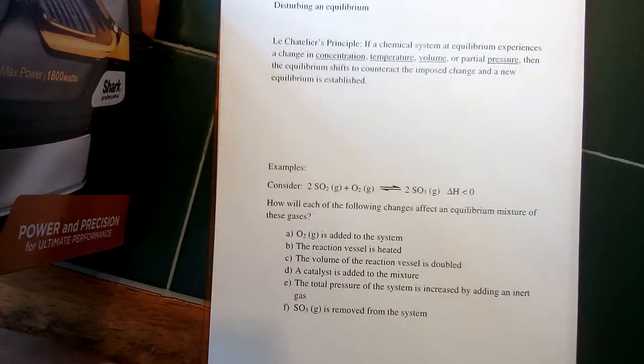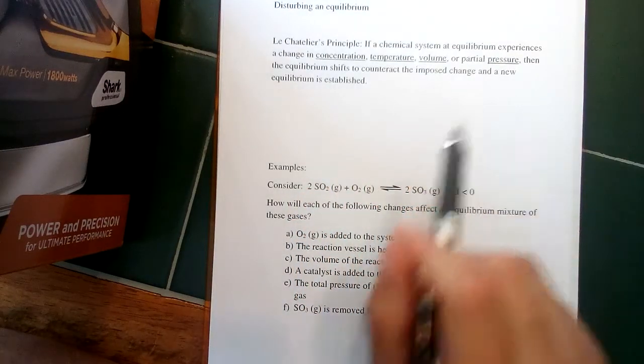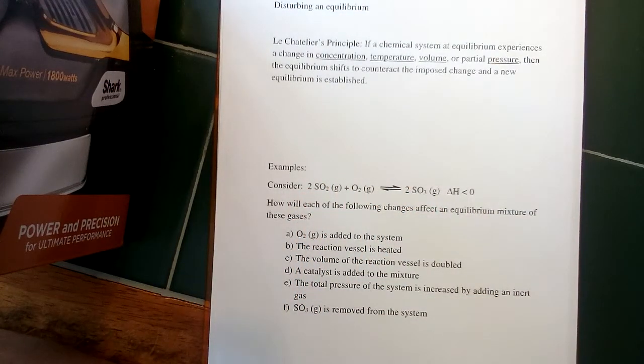And this is governed by what is known as Le Chatelier's principle. So I have it stated here in the notes, but let me read through it just for clarity. If a chemical system at equilibrium experiences a change in concentration, temperature, volume, or partial pressure, then the equilibrium shifts to counteract the imposed change and a new equilibrium is established.